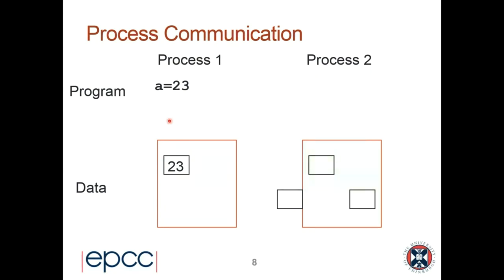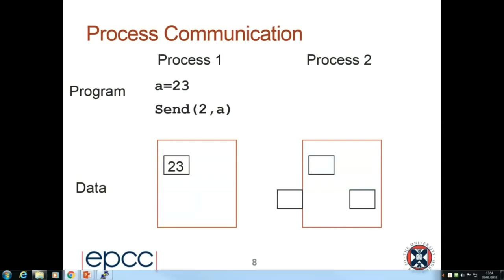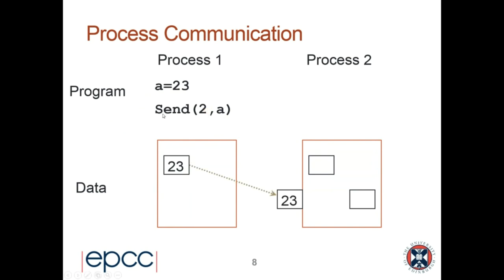So what you do is, a typical message passing library will give you a call. Here I've got just generic bluffs. I've got some magic call, which I've called send. So this says, I want to send the data A to process 2. What this does is the data is sent from process 1 to process 2.